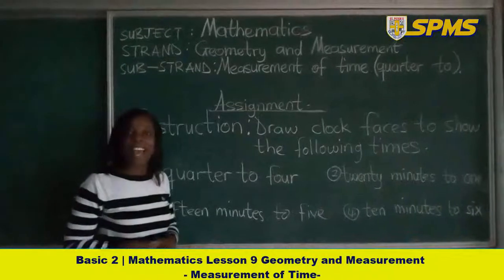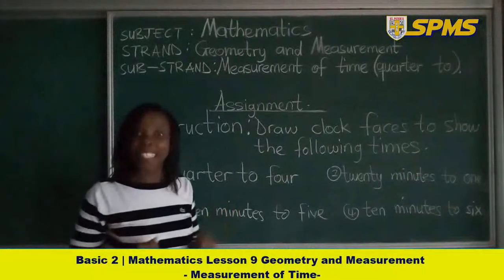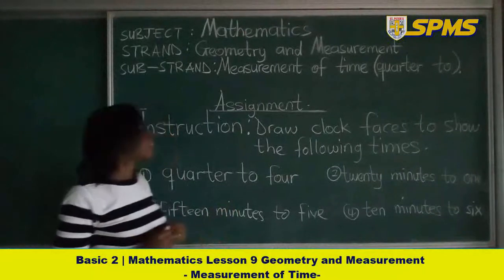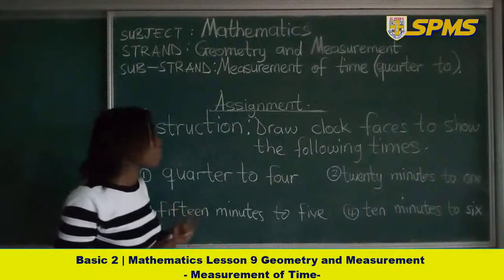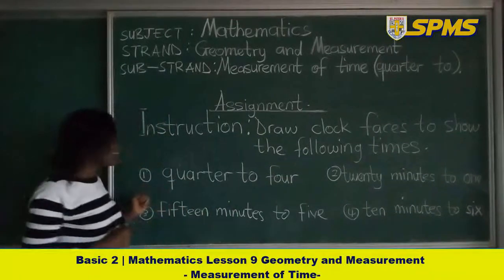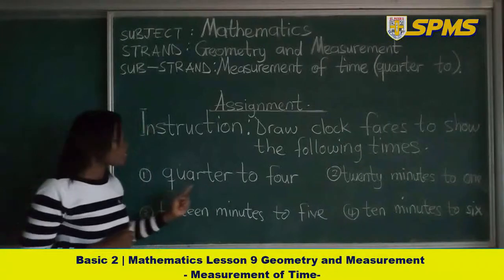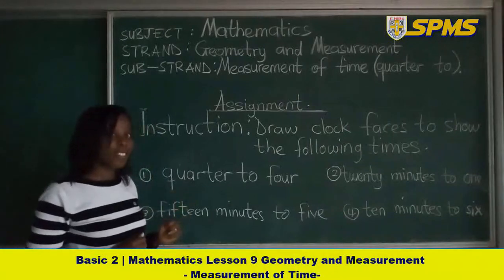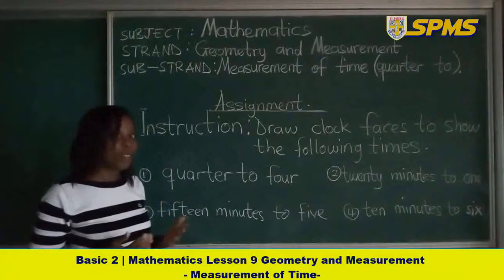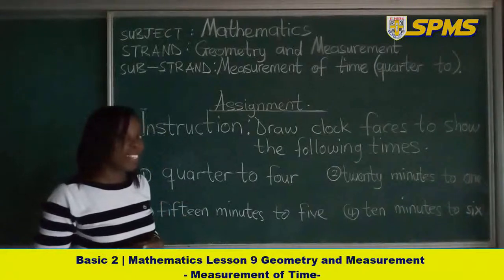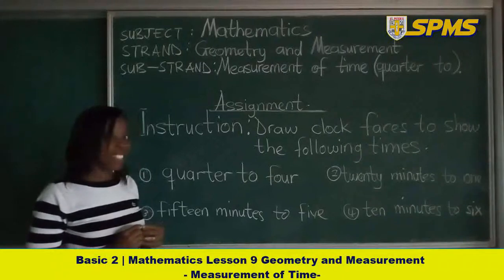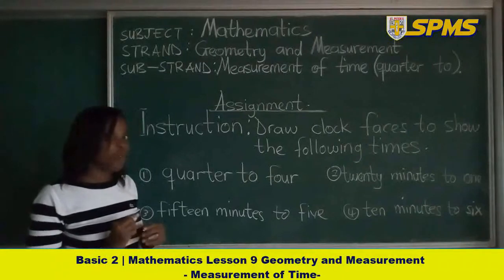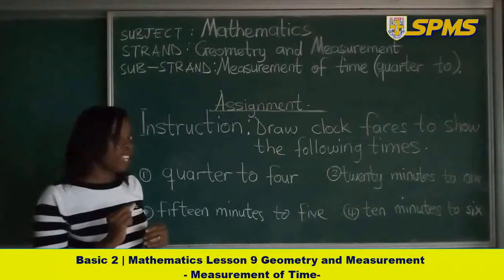Children, I have an assignment for you today. You are going to draw clock faces to show the following times. Number 1, 3:45. So how are you going to show it? Where will the minute hand be? On 9. And then the hour hand will gradually be moving from 3 towards 4.